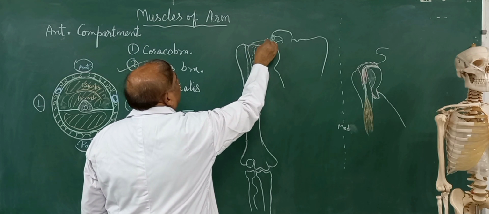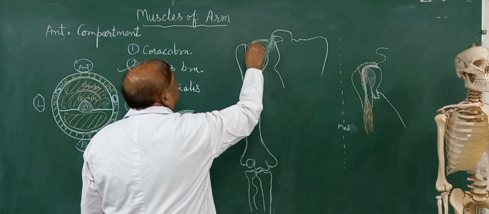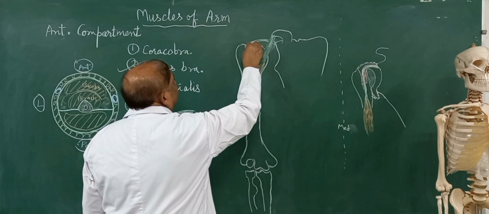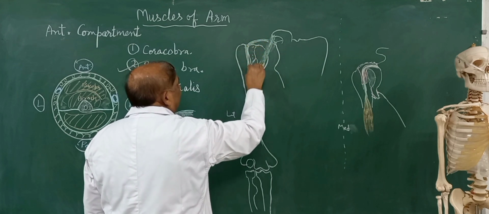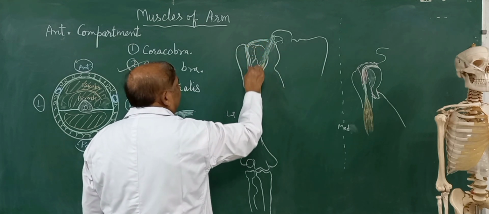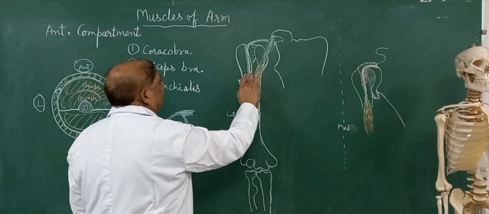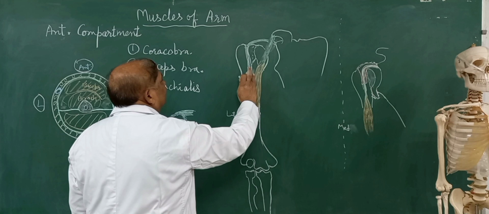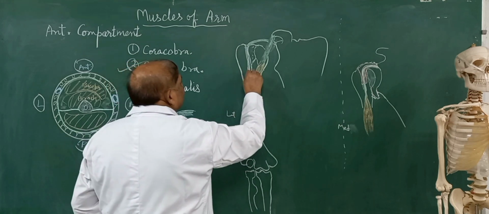It will arch above the head of the humerus. This is the head of the humerus, and then it will go into the bicipital groove or inter-tubercular sulcus. And this origin of the long head of the biceps is intra-capsular.